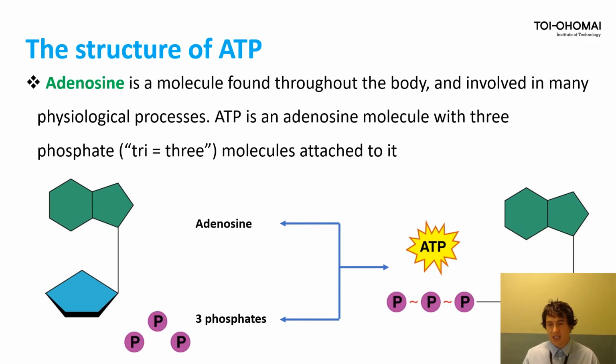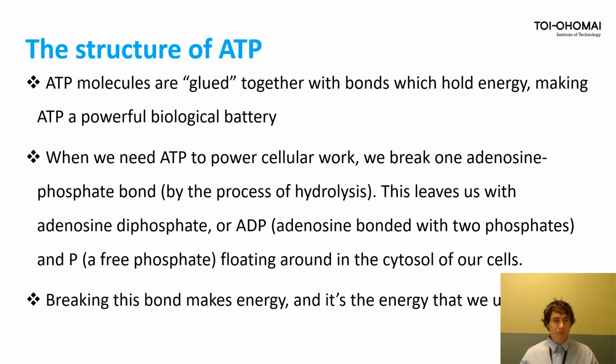And that's to do with how the electron structure is set up around those phosphate molecules and the relationship in that bond. So the structure of it is set up where it's got high potential energy and is easily split to release that energy. These ATP molecules are glued together. So think of just gluing something together with these bonds called covalent bonds. And in those bonds, you've got energy, which makes ATP a powerful biological battery.